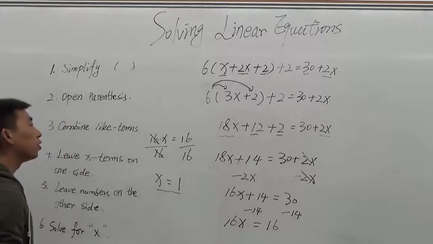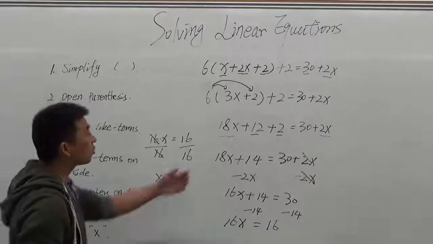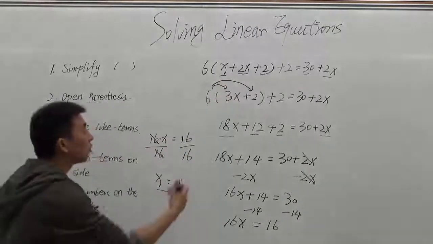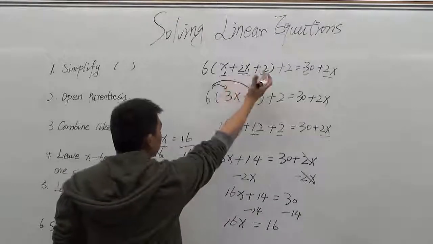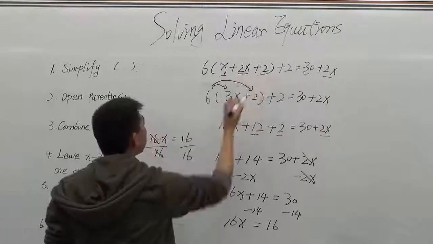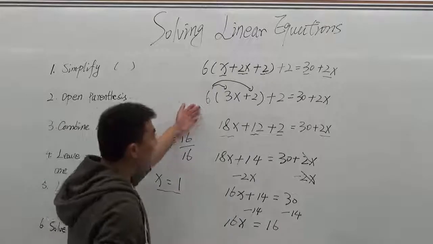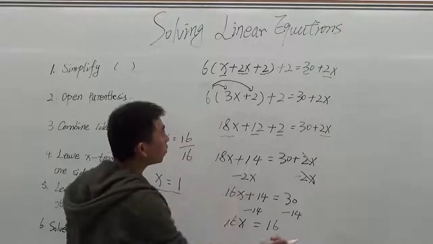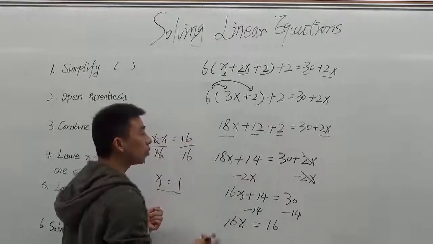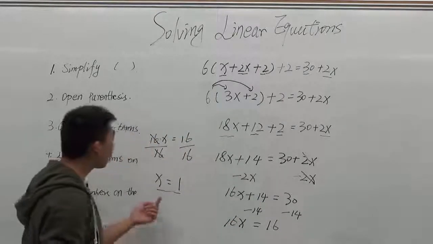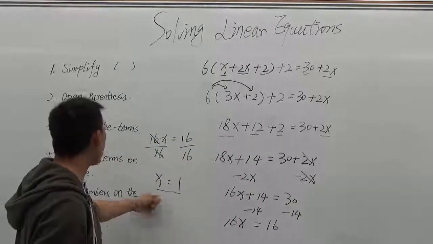So that's how you solve equations with parentheses. Actually, there are some terms that you need to combine. You need to simplify the expressions in the parentheses, then open it. Then just do the same thing: separate them, move the x terms to one side and the numbers to the other side, then solve for x.